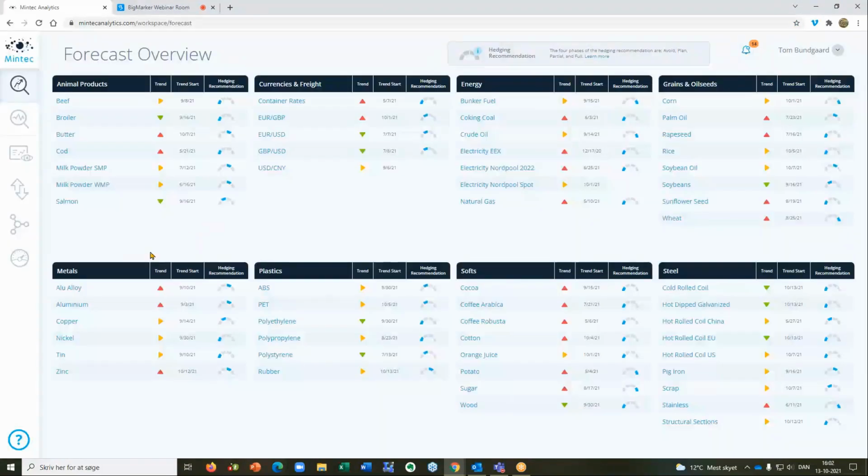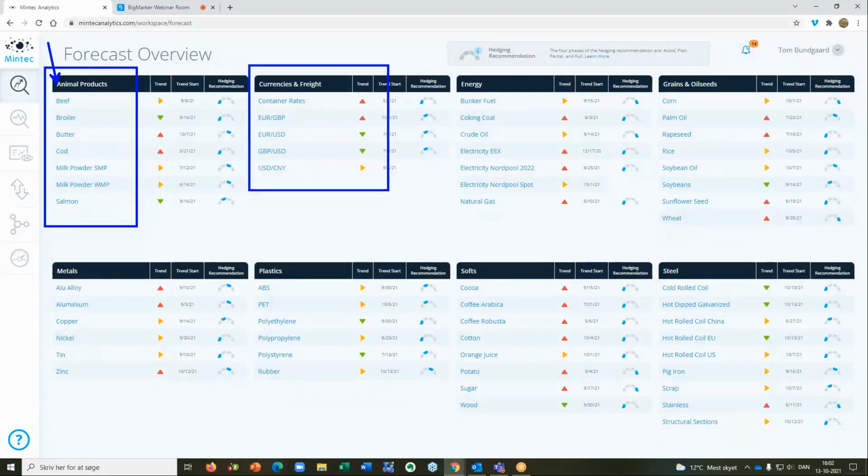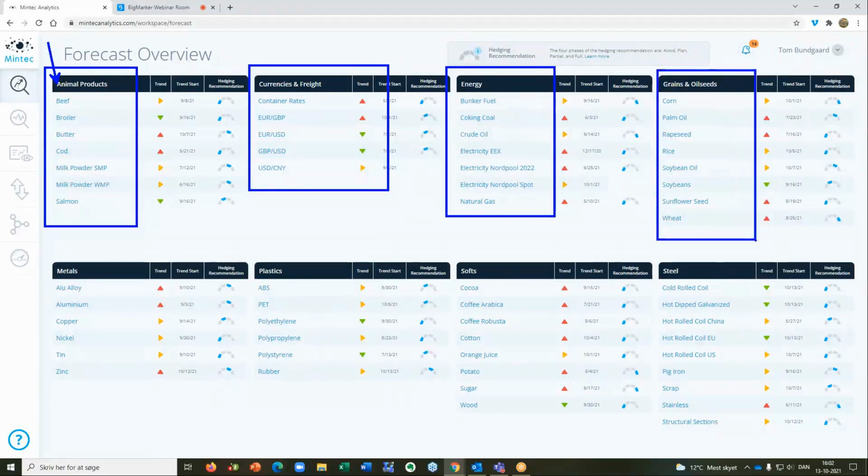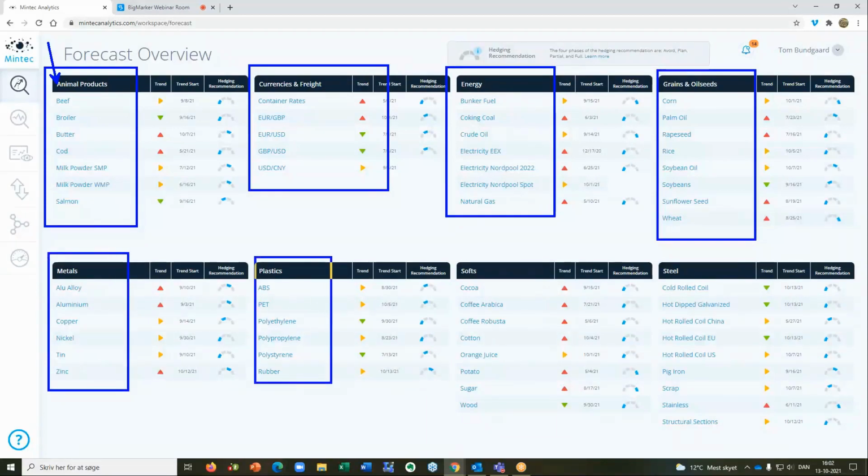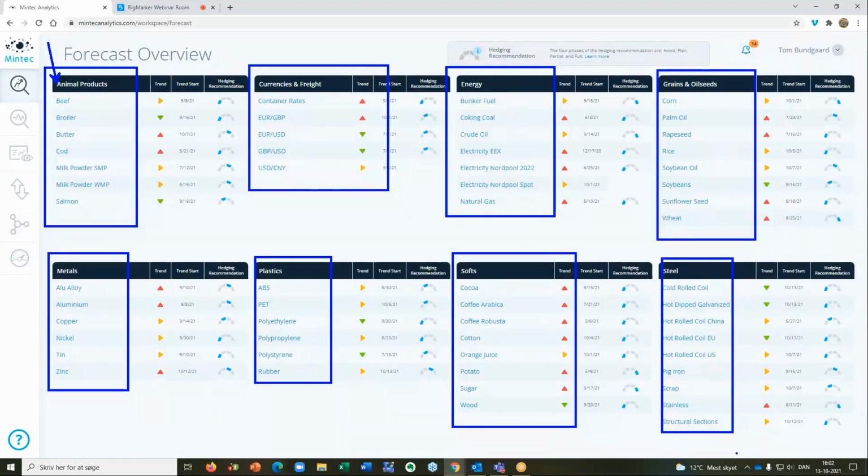If you click on forecast, what you'll be seeing is a number of products that we forecast. We just do it in alphabetical order. Animal products, currencies and freight, different energy like crude oil and gas, grains and oilseeds. We have a lot of metals from London Metal Exchange, a lot of plastics to cover packaging, and a lot of soft commodities, sugar, cocoa, and then a lot of steel. So those are the products we have right now. And of course, over time, we will add more and more commodities to this list. So stay tuned for those.